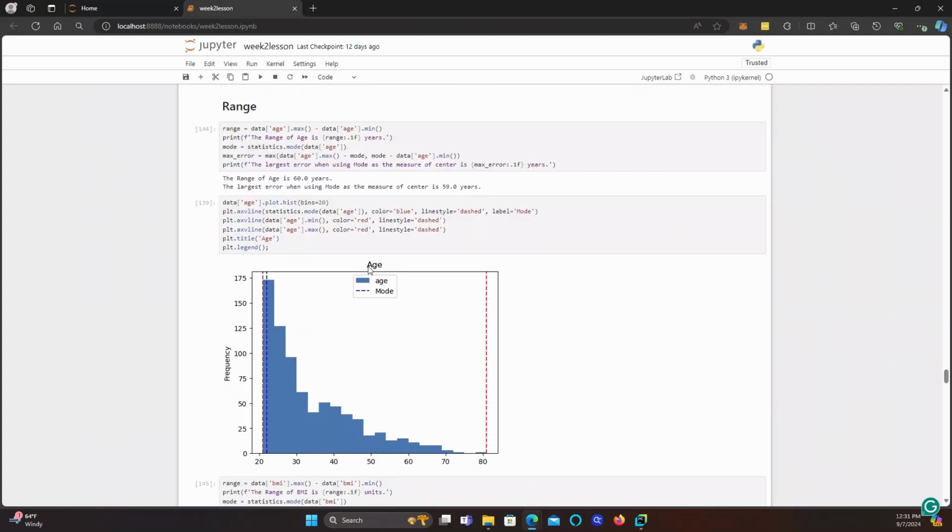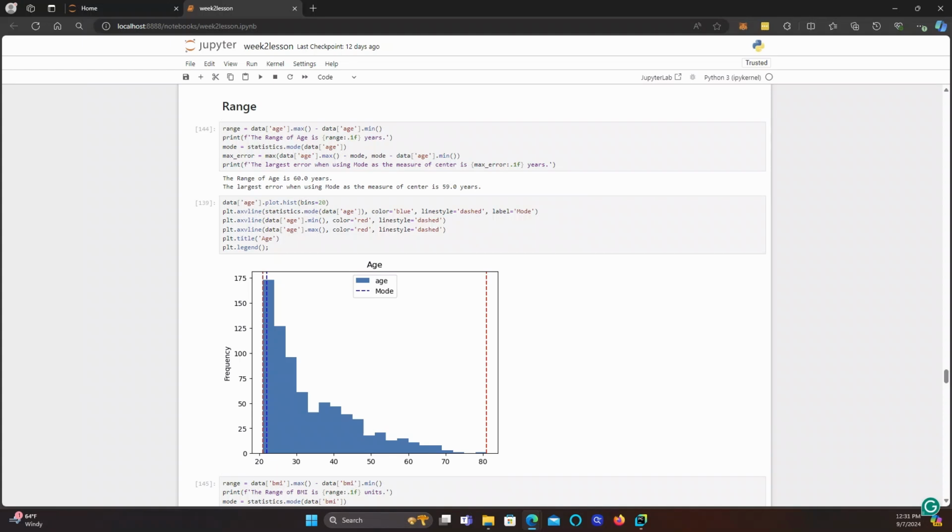Next measure of deviation is range. Range is super easy. It's just the difference between the highest value and the lowest value. This gives you an idea of the maximum actual spread of the data. So when making a prediction, the range kind of tells you what is the biggest error that you could possibly make. This can be helpful when deciding whether to use the mode as a measure of center.